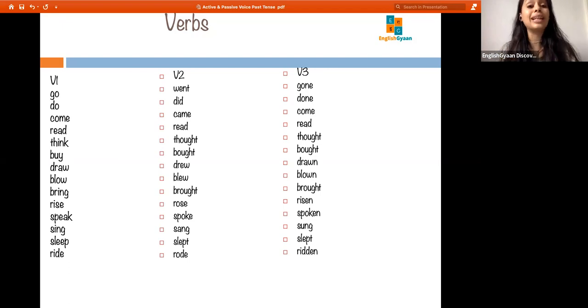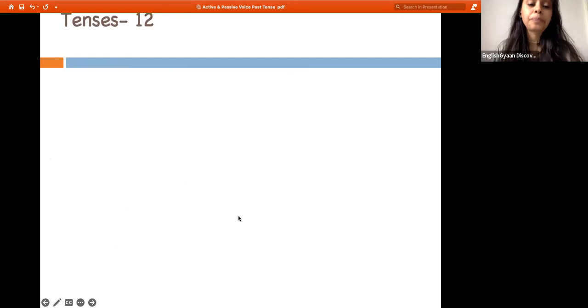A list of 1000 verbs is already given in the English Can application. You need to open the app and look for the PDF with the name 1000 verbs. So go, went, gone, do, did, done, speak, spoke, spoken, come, came, come. You should be aware of these verbs. Once you know these verbs, sentence structuring is going to be as easy as pie. It means it is going to be very, very easy for you.